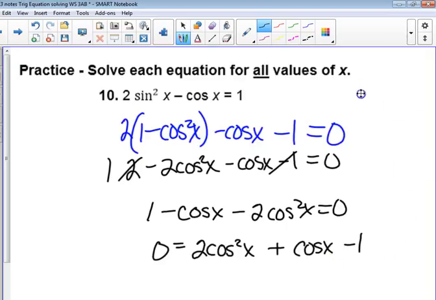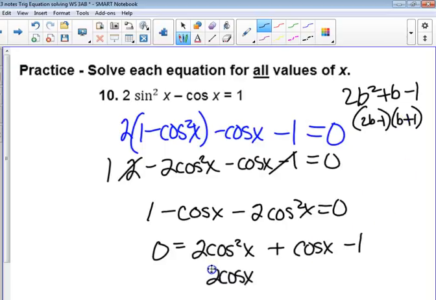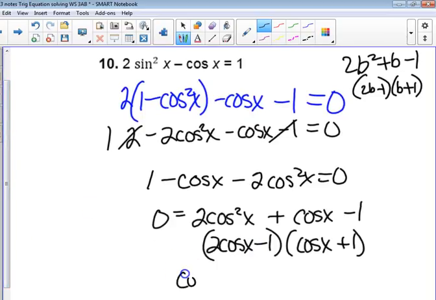So again, if I replace it with a b, it's 2b squared plus b minus 1. How does that factor? 2b and b. Yeah, 2b minus 1 and b plus 1. 2 cosine x minus 1 and cosine x plus 1. So what does the cosine have to equal?